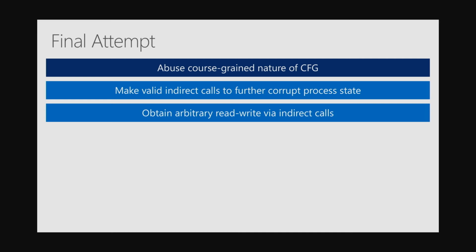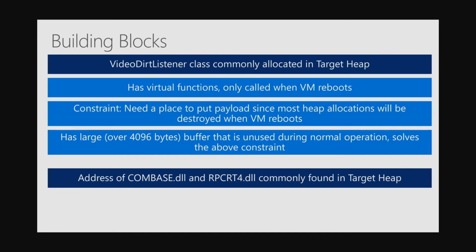So I decided that rather than look for easy CFG bypasses, I was going to try to abuse the coarse-grained nature of control flow guard. I was going to make valid indirect calls that gave me a little bit more control over the address space of the process, maybe try to get a read-write primitive out of it. But in order to do this, I needed some building blocks. So I started looking around for things that looked interesting that I could use to start building an exploit.